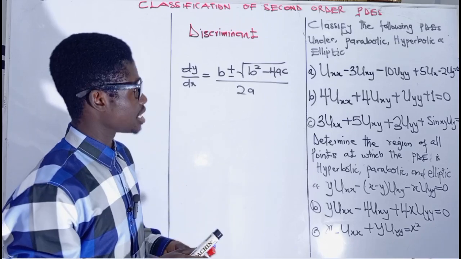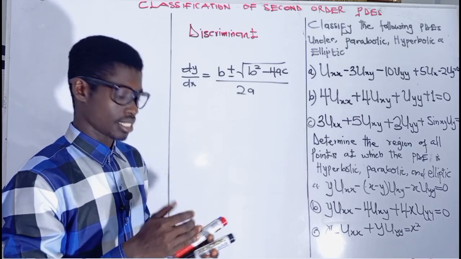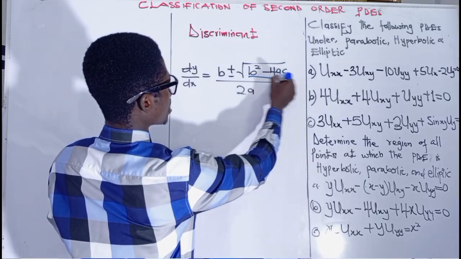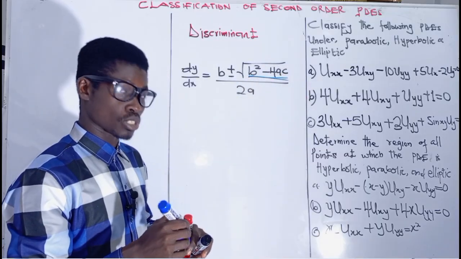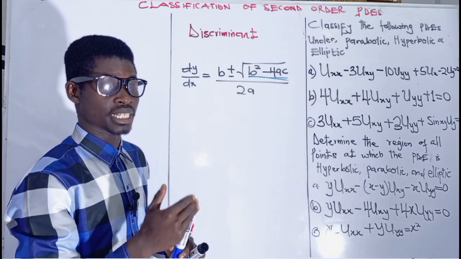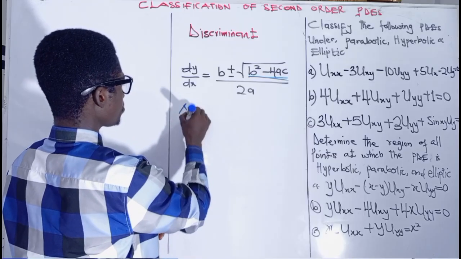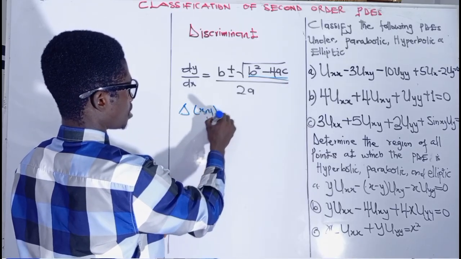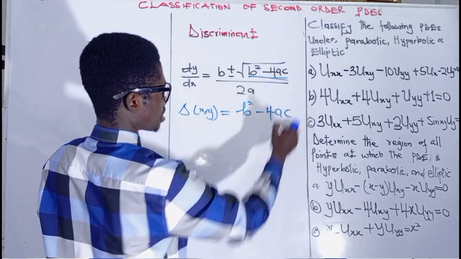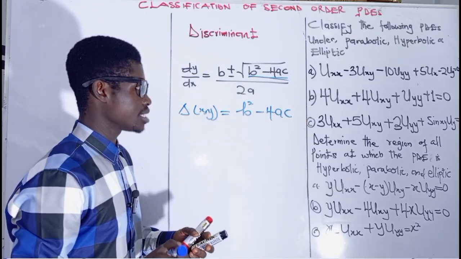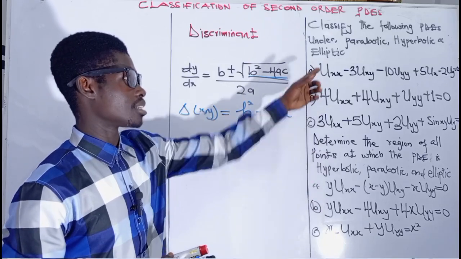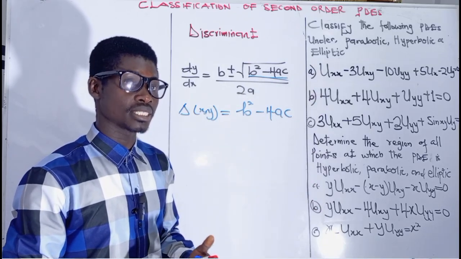The characteristics equation. Now the expression under the radical sign. So looking at this, the expression under the radical sign, which is b squared minus 4ac, is what we call the discriminant. Is what we call what? The discriminant, and it is written as this, b squared minus 4ac. So it is this discriminant that is going to help us classify PDEs as parabolic, hyperbolic, and elliptic.